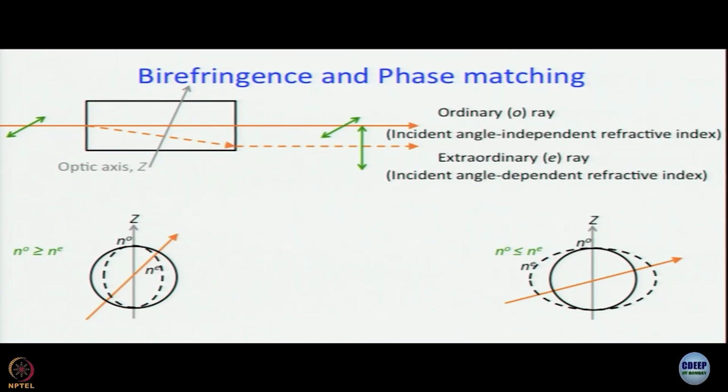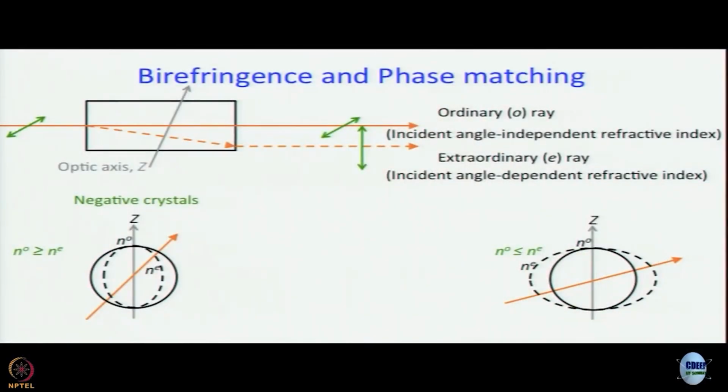Now, let us get done with the definitions. In the first case, where No is greater than or equal to Ne, those crystals are called negative crystals. And of course, if this is negative, then the other one, crystals in which No is less than or equal to Ne, those crystals are called positive crystals. Now, let us say I have drawn this No and Ne for the fundamental omega 1. Now, I will want to draw No and Ne for 2 omega.